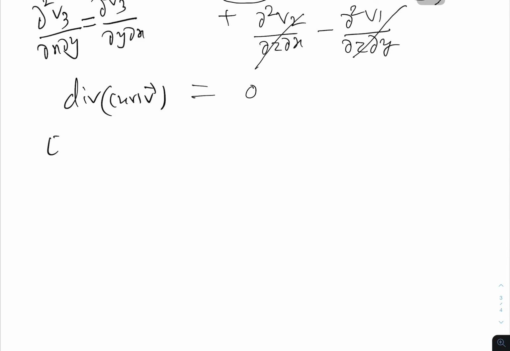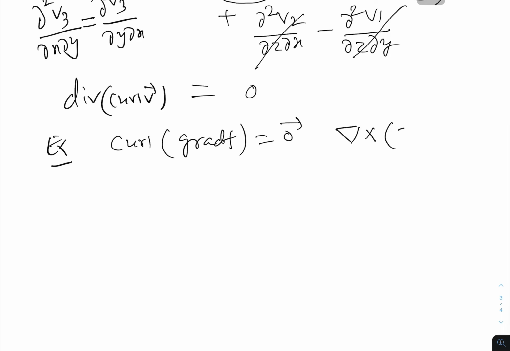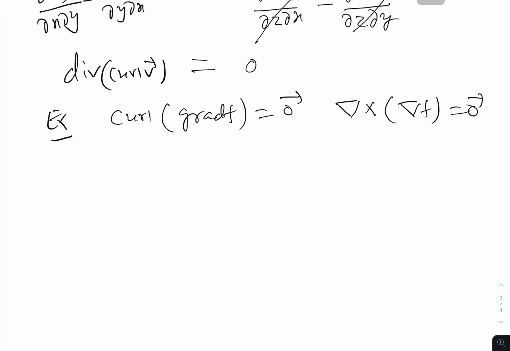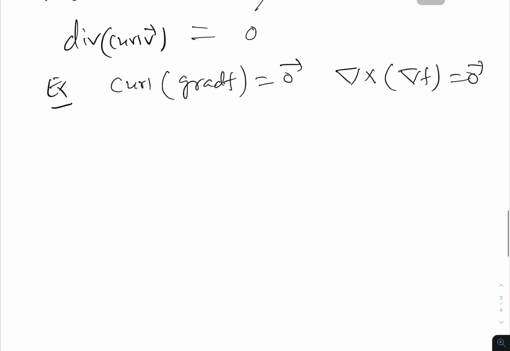Let us take the next example: curl of gradient of f is a 0 vector. That means curl means del cross gradient f, so del cross del f, and that is a 0 vector. Divergence is a scalar, curl is a vector. So let us first find gradient of f.